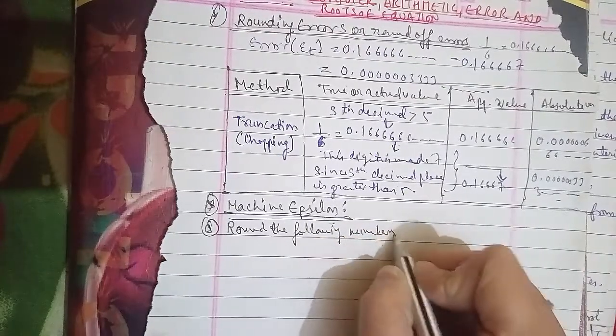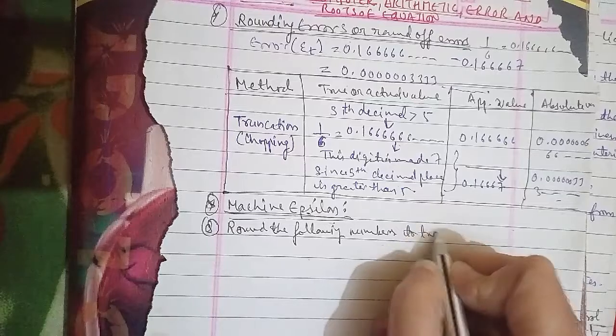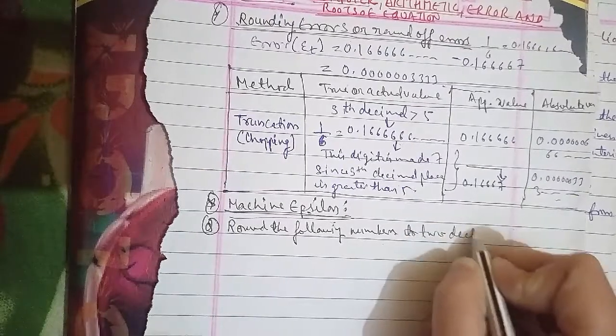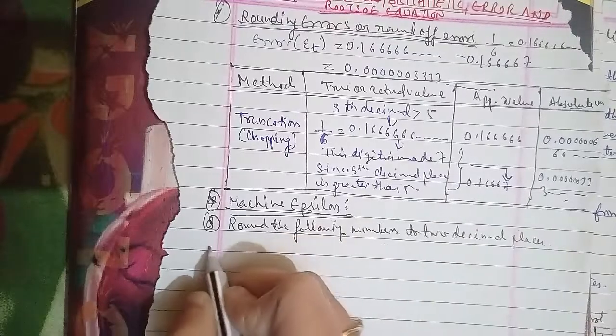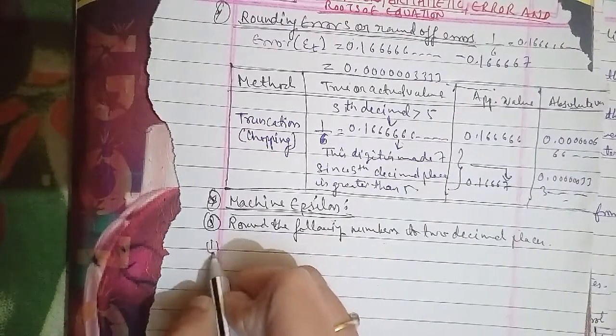We made a table here at once for all. The third number we have is 102.6554.